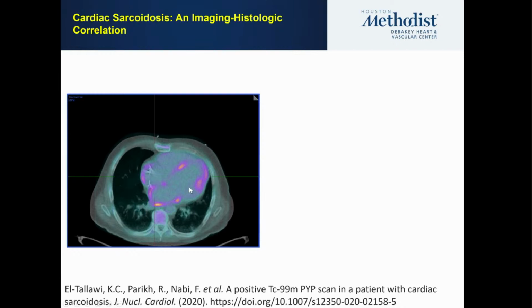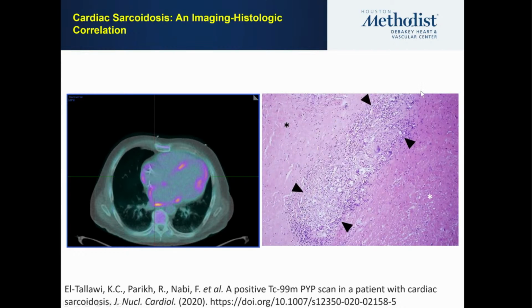This patient actually had multiple biopsies. All of them came back non-specific. He was treated and there was some improvement in his FDG uptake, but not complete resolution. Eventually, the patient was transplanted, and on the explant, there were non-caseating granulomas, confirming the diagnosis of cardiac sarcoidosis in this patient.